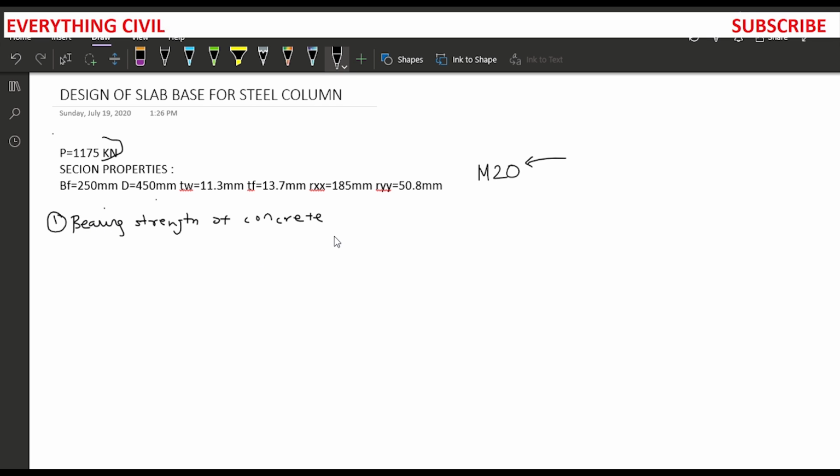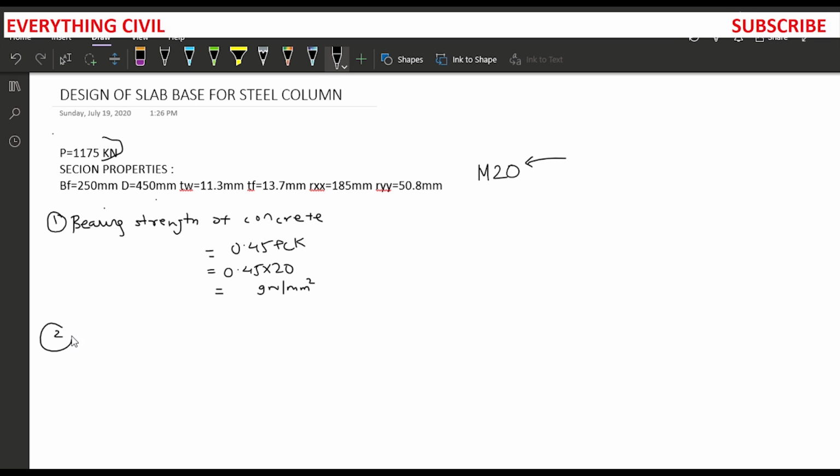Now the bearing strength of the concrete will be equal to 0.45 fck. Whenever we are designing concrete, we always use a factor of safety, that is 0.45. So it will be equal to 0.45 times 20, and this will give me 9 Newton per millimeter square. This will be the bearing strength of the concrete which will be used for designing, and basis this bearing strength we will decide the area of the base plate.